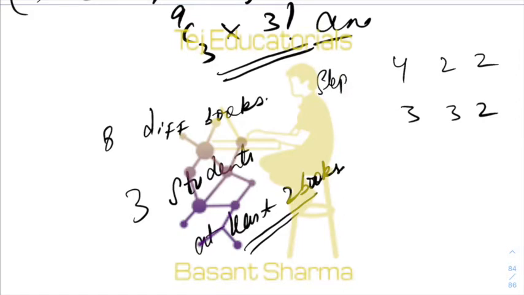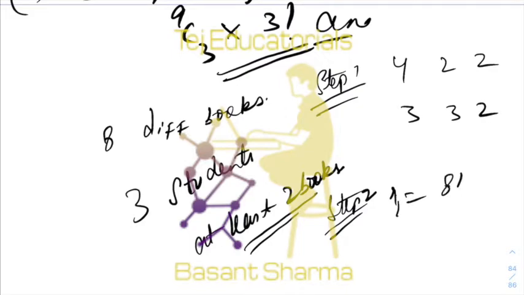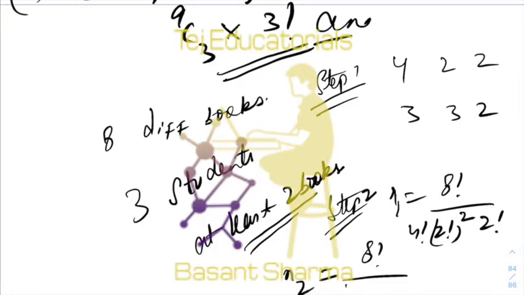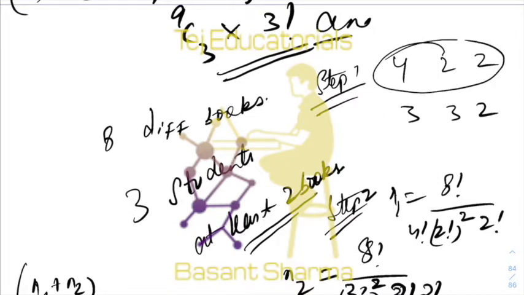This is step 1. And then step 2 would be grouping. So n1 would be 8 factorial upon 4 factorial, 2 factorial square, 2 factorial. Similarly, n2 would be 8 factorial upon 3 factorial square, 3 factorial, 2 factorial, 2 factorial. And then once you have formed the groups, n1 plus n2, you can distribute those 3 groups amongst 3 students. That can be done in 3 factorial ways. So that is the answer.